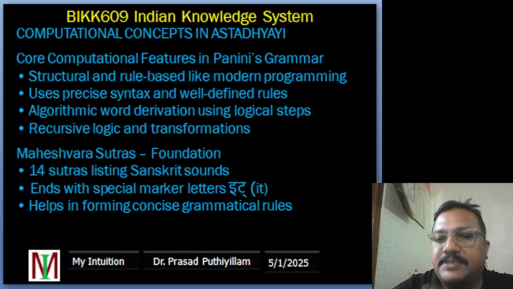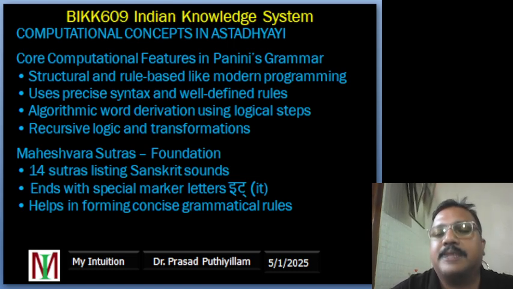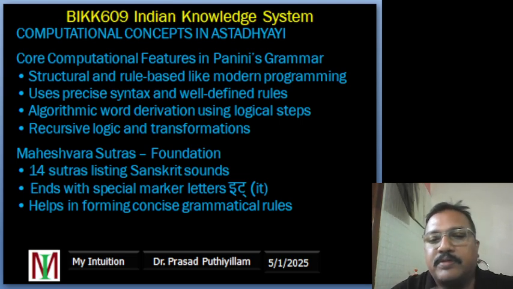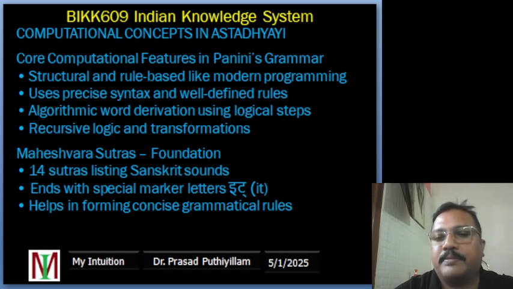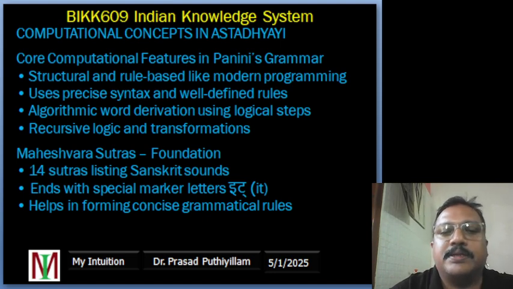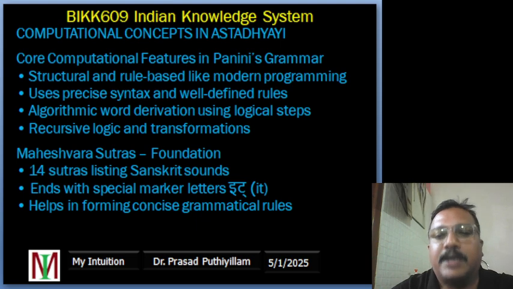It has a fixed set of words and parts, like the roots and endings, which are clearly listed. And we don't just memorize the words. Instead, we make them step by step using the given rules, like following a recipe or a program. So it even uses something like functions calling other functions. Some rules refer back to earlier ones. That's called recursion in computer science.